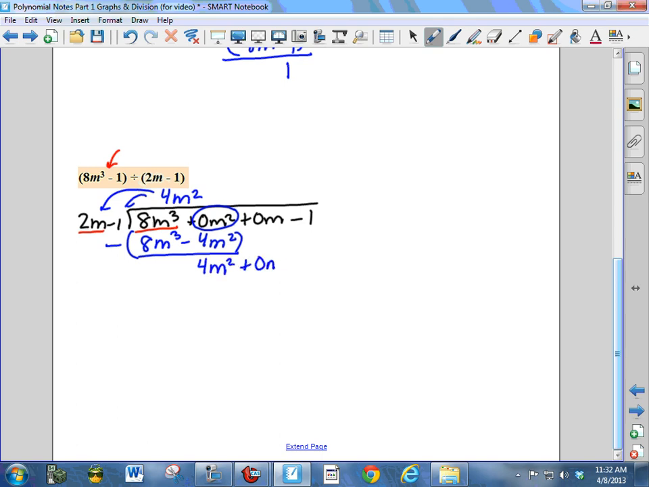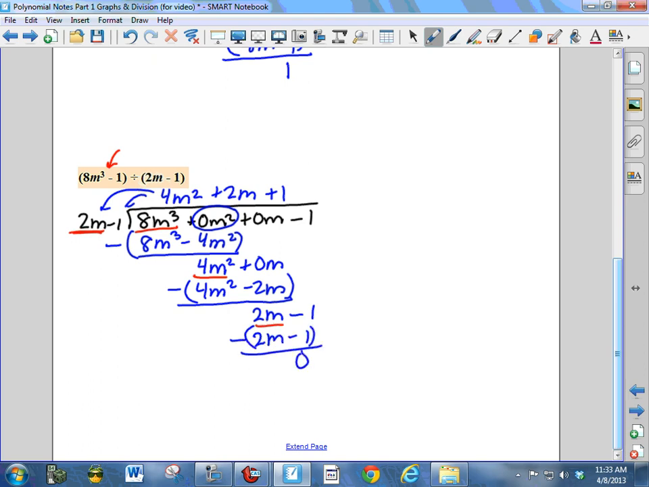Then I bring down the 0m. What do I have to multiply the 2m by in order to get 4m squared? Plus 2m. So 2m times 2m is 4m squared. Negative 1 times 2m is negative 2m. Subtract the entire thing, and this becomes 2m, minus a negative again. Bring down the negative 1. And what do I have to multiply 2m by to get 2m? Just multiply it by 1. So this becomes plus 1, and I get 2m minus 1. Subtract the whole thing, and I have a remainder of 0.